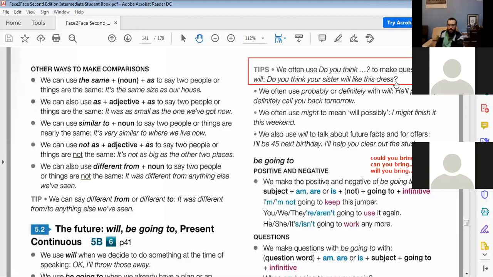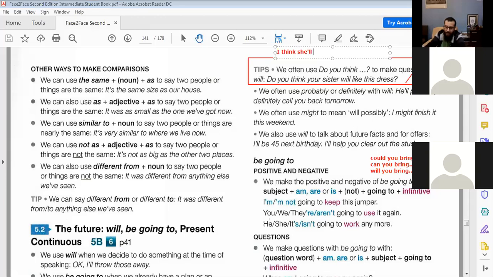Do you get the idea? So if someone asks a question like this, they want your opinion. So if you say, I think she'll like it, when I answer this question and I say, I think she'll like it, in reality I don't have evidence. It's not based on evidence, it's based on personal opinion. Do you get the idea? So if I say, I think she'll like it, there's no proof.